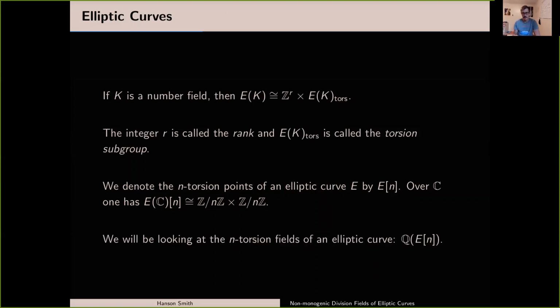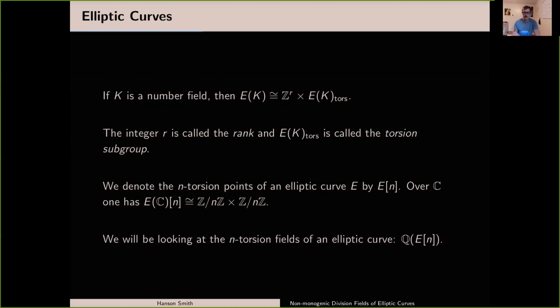So we're going to study, in analogy with the n-torsion fields of GM, the n-torsion fields of an elliptic curve. And everything's going to be over the rationals in this talk, but of course, a lot of the stuff we'll be talking about admits pretty straightforward generalizations to a number field. So I'm just going to use the rationals here for the sake of exposition.